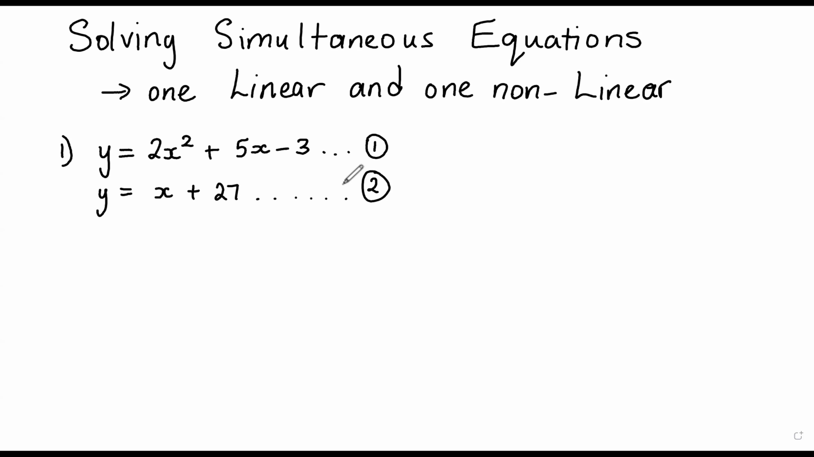But the way to spot a linear equation is the highest power of x would be 1, right? So the highest power of x in this equation here is 1. It means this is a linear equation. In equation 1, right, the highest power of x here is 2. That makes this equation, what type of equation is equation 1?